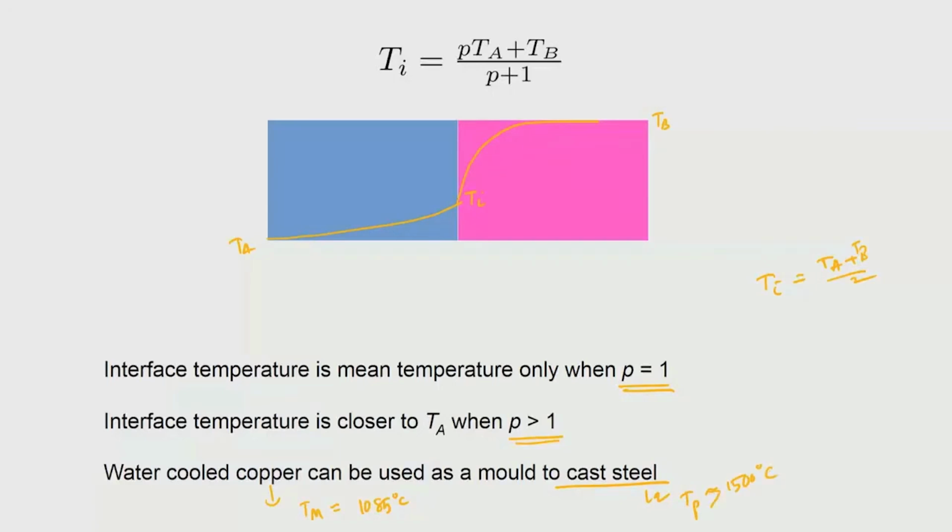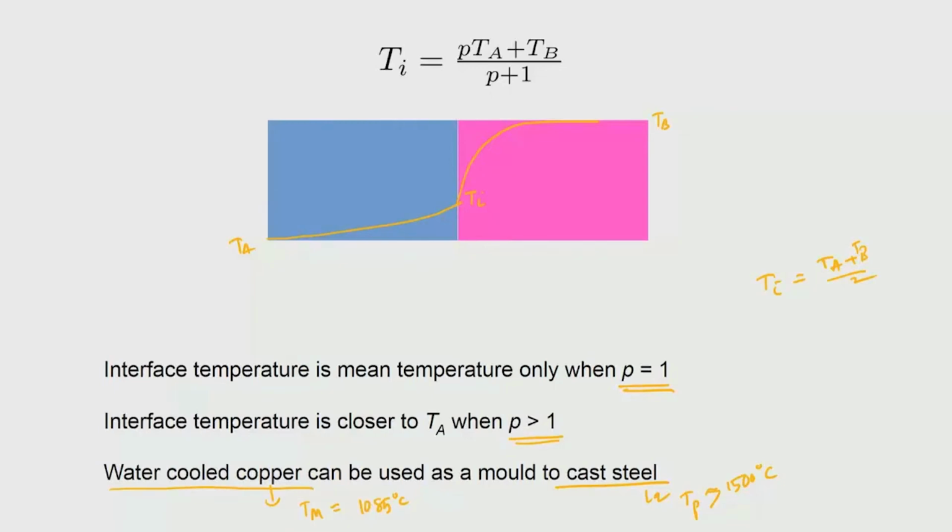So, which means that when we substitute those values with respect to the properties of both copper and steel, then we get the value of P, and then we can evaluate, and we will see that the Ti is actually coming below the melting point of copper, which means that if you want to do it sustainably, you will do it with water cooled copper, and water cooled copper can be a mold for cast steel. This is a very different conclusion than what we would do if you did not do the heat transfer.